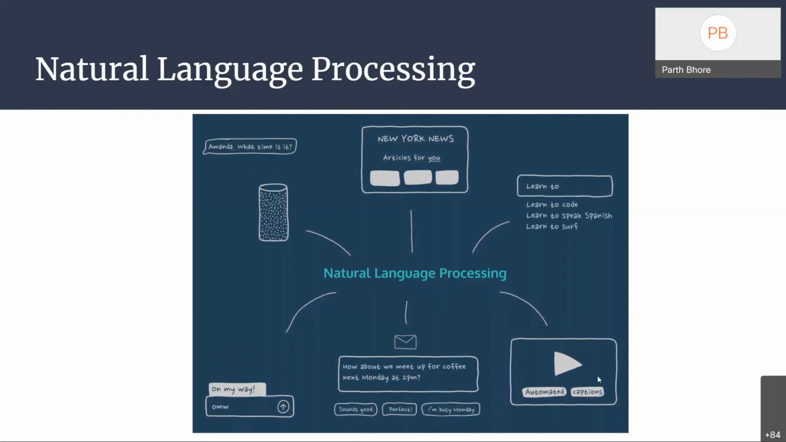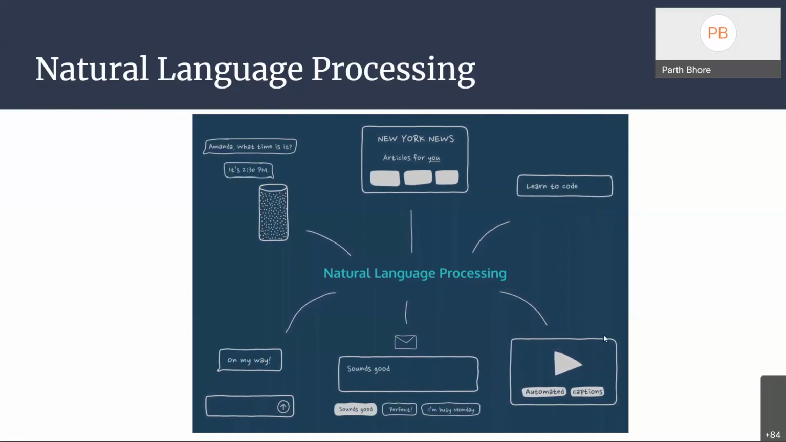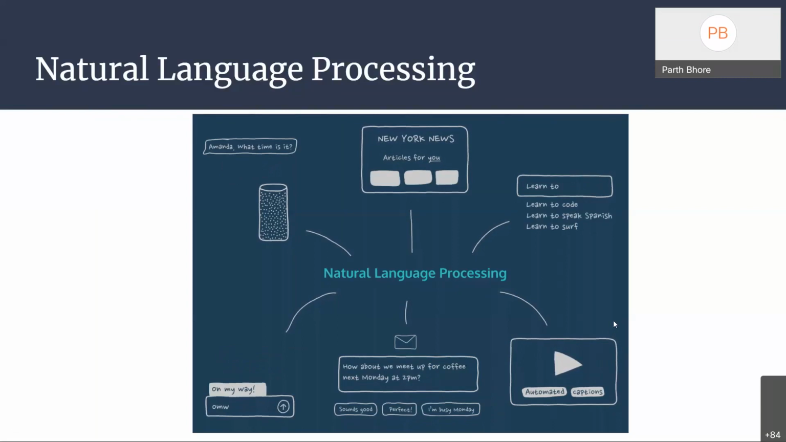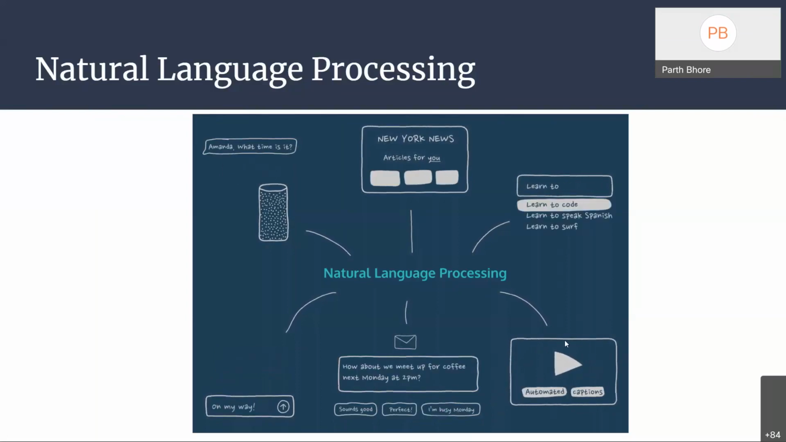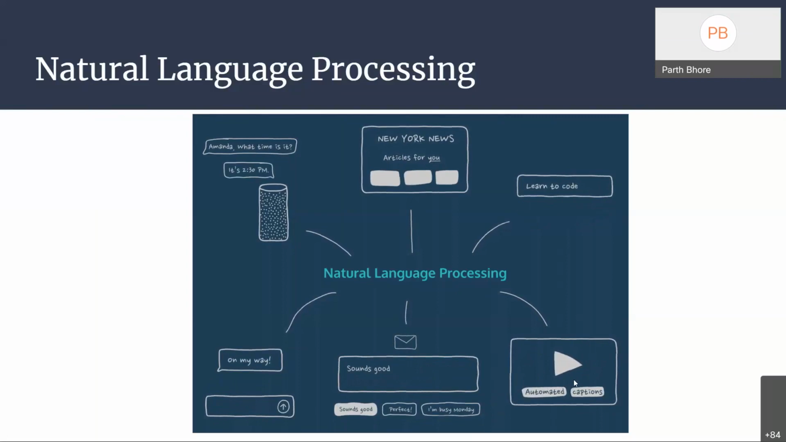And then the last one is about captions. If you want to post an image or a video on social media and we don't know what caption to put, there are many websites nowadays where we can upload a picture and get a caption for it. So smart captions. This is an NLP ecosystem.